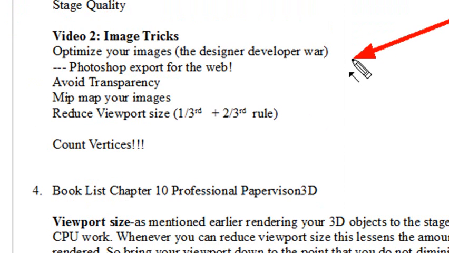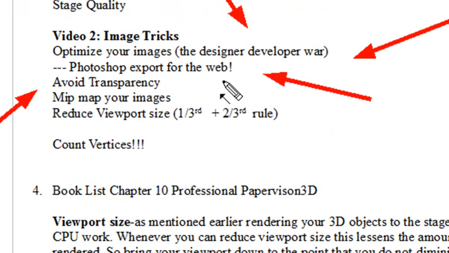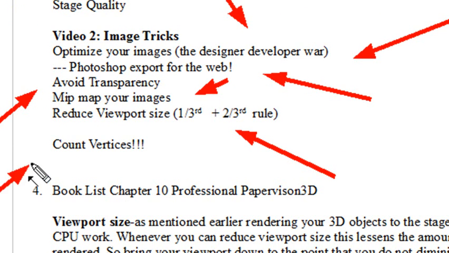We're going to talk about optimizing your images for the web, the designer and developer war that goes on there. We're going to use a little bit of Photoshop, some 101 there. I'm going to tell you avoid transparency if possible. Talk about what bitmapping means. We're going to talk about the viewport and what I call the 1/3, 2/3 rule. And then, not part of images, but of course important for optimization, is to always count vertices.